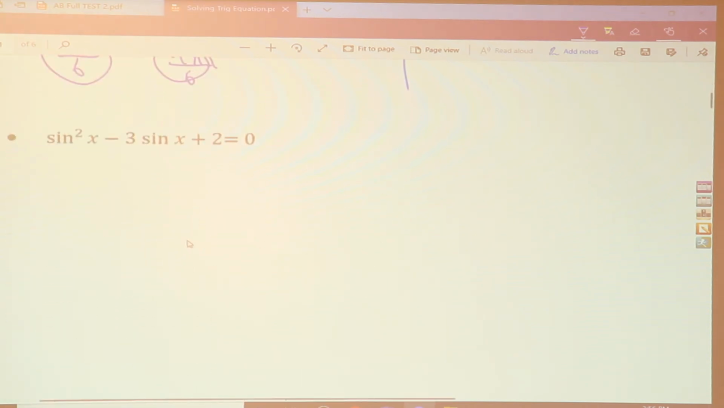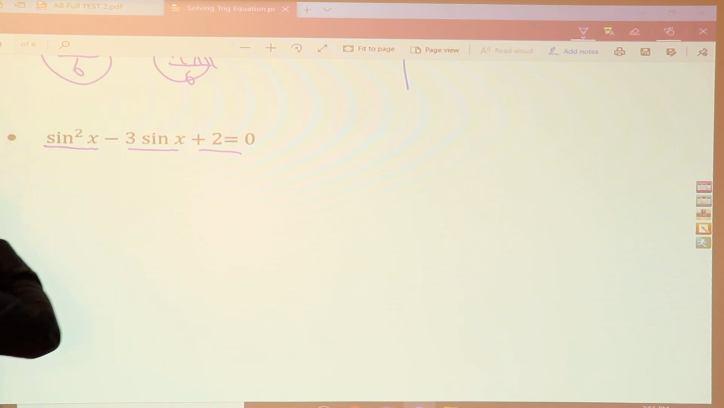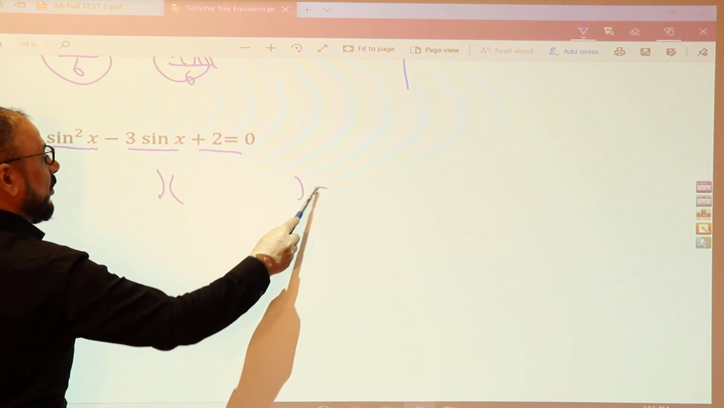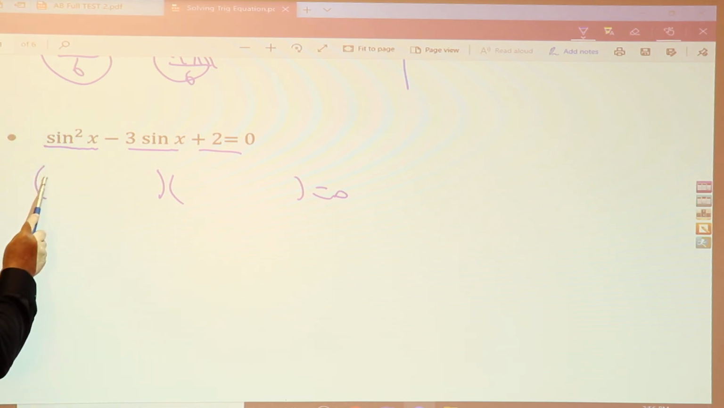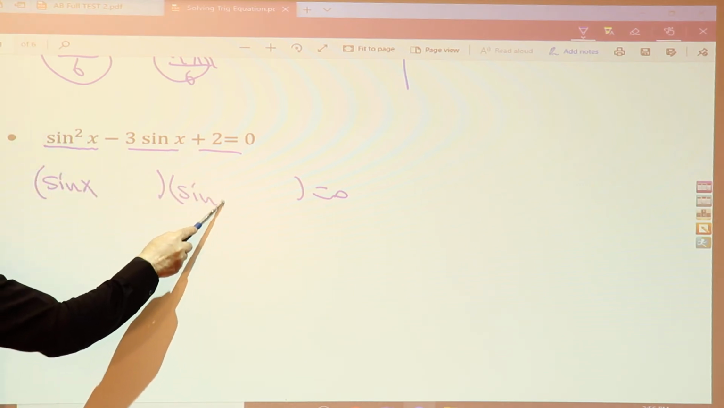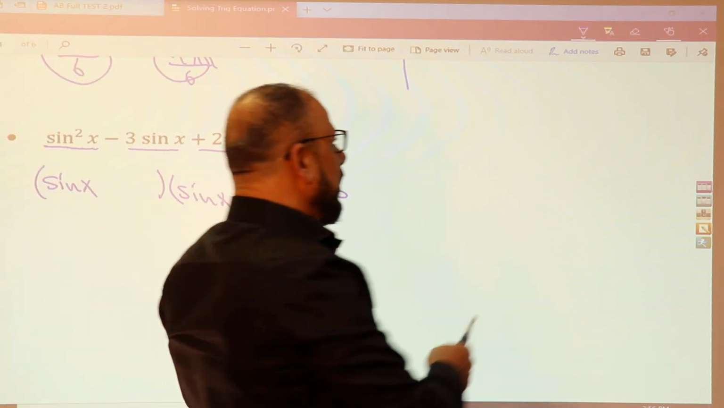Okay, now let us take another problem, a random problem. Oh, let us do this one. This guy. It's like a quadratic equation. You can't factor it. All you need to do is factor. Sine x. Look here. Sine x times sine x, sine squared x.